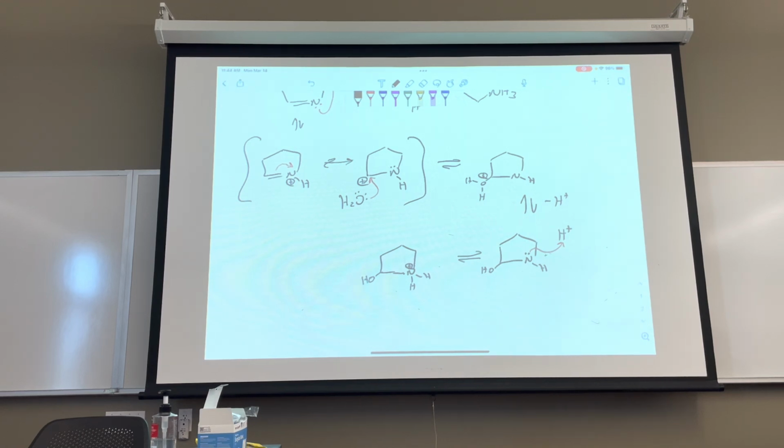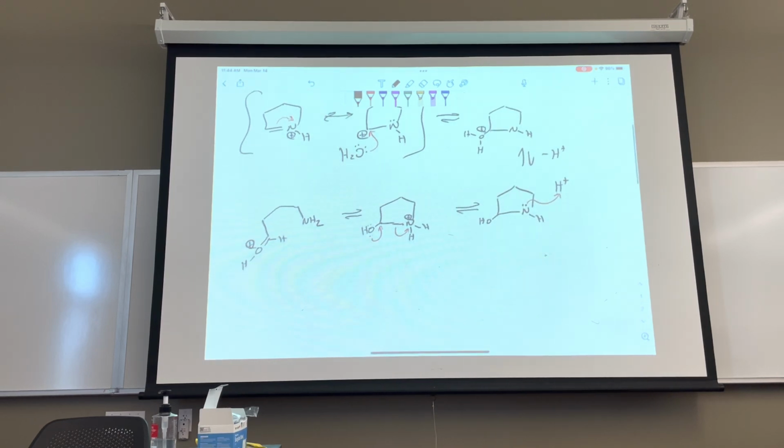All right? So maybe at this stage we could think of breaking the ring. All we have to do now is a minus H plus step again. That gives us the neutral aldehyde. And that's pretty much the product.